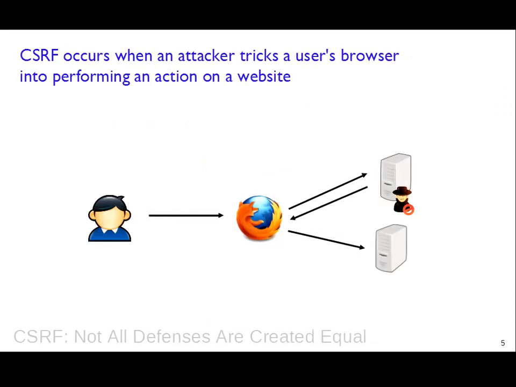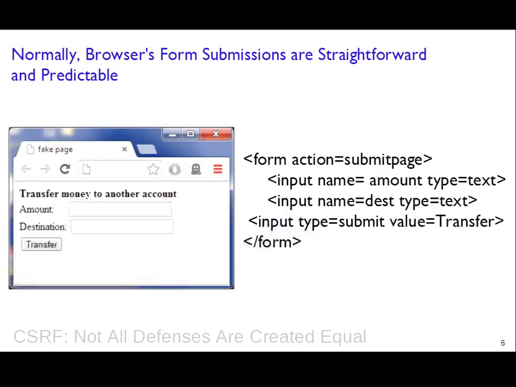All right, so briefly, what a CSRF attack is, or at least one way to think about it, perhaps. It occurs when an attacker tricks a user's browser into performing an action on some target website. So when we think about it, what we need to think about is how does the web work usually? So usually, if you have some sort of a form, could be generated with this code here. You have form action equals something. You have a couple inputs. You have a submit button.